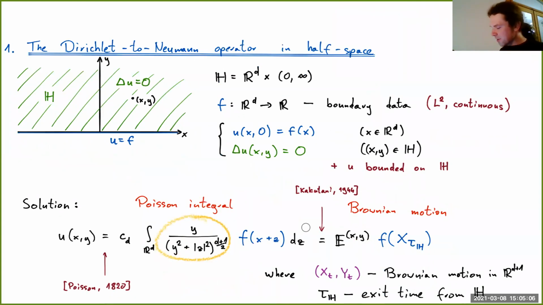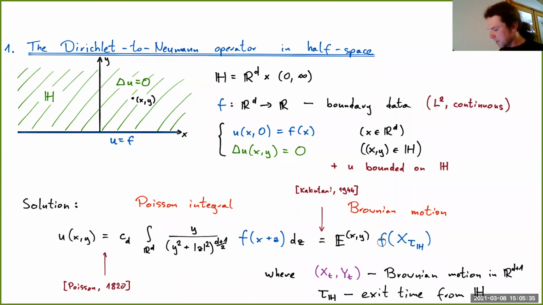And there's a probabilistic interpretation of that result due to essentially Kakutani from 1940s that tells you that you can write this integral as expectation with respect to the Brownian motion. So you consider a Brownian motion running in a half space up to its hitting time, and then take the integral of the boundary data according to the distribution of the Brownian motion at the first hitting time. And that's something very, very classical.